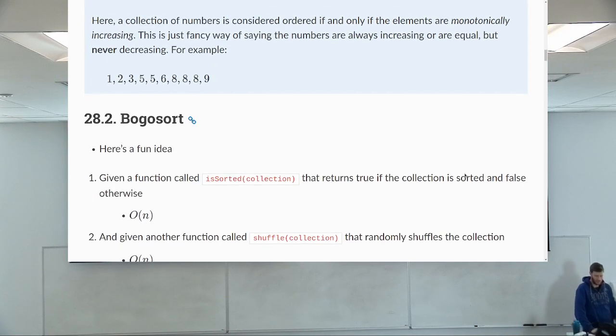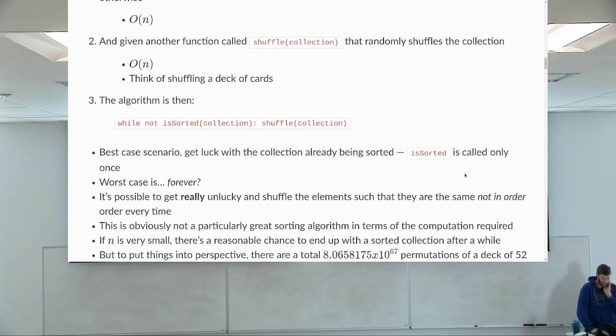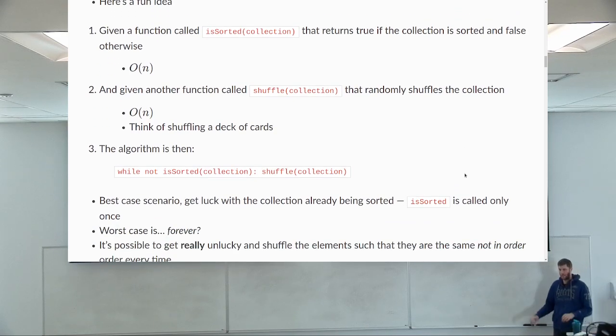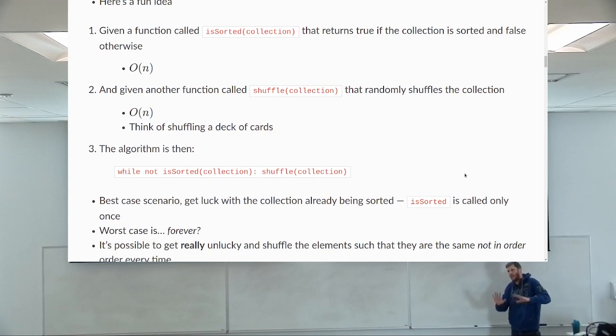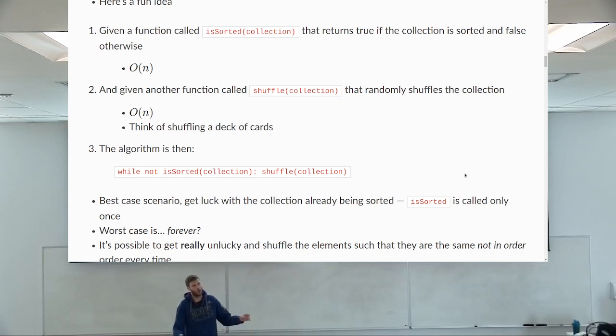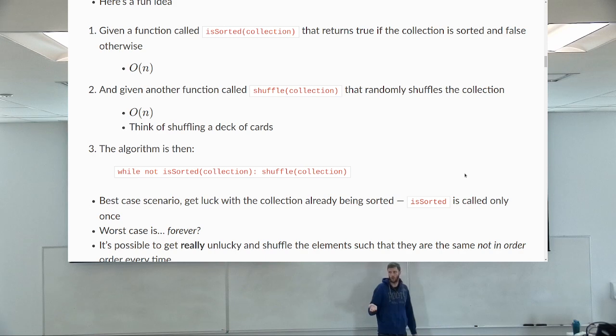Bogo sort. Here's a fun idea. Given a function called isSorted, it takes a collection. I'm saying you've got this function that exists, and it'll look at that collection and tell you if the elements in that collection are sorted or not. That's all it's doing. And the computational complexity of this is going to be linear because it has to look at all the elements in order to conclude if they're in order or not.